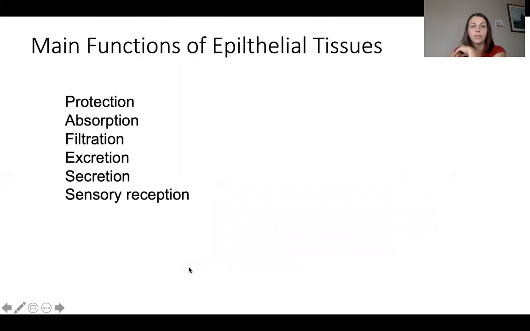So again, the main functions of all epithelial tissues are to protect, absorb, to be a filter, to excrete, secrete, and do sensory reception, take information in. So not each one does all of these, but all of these do one of these at least.